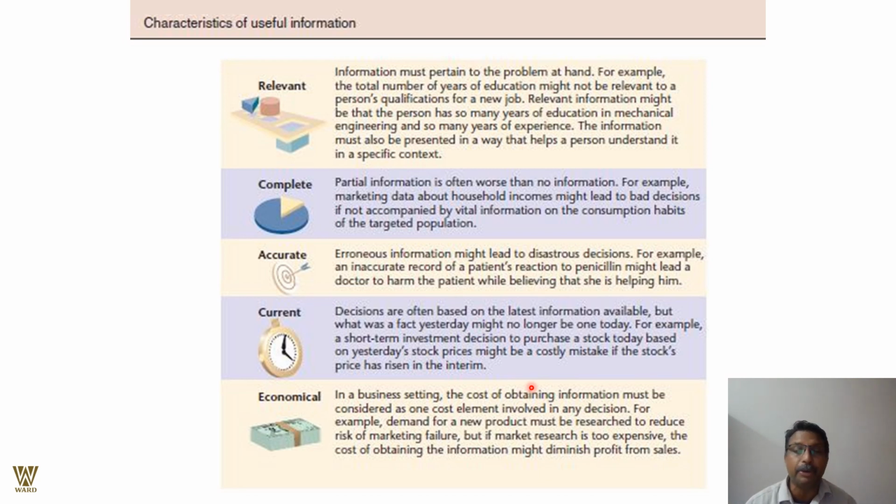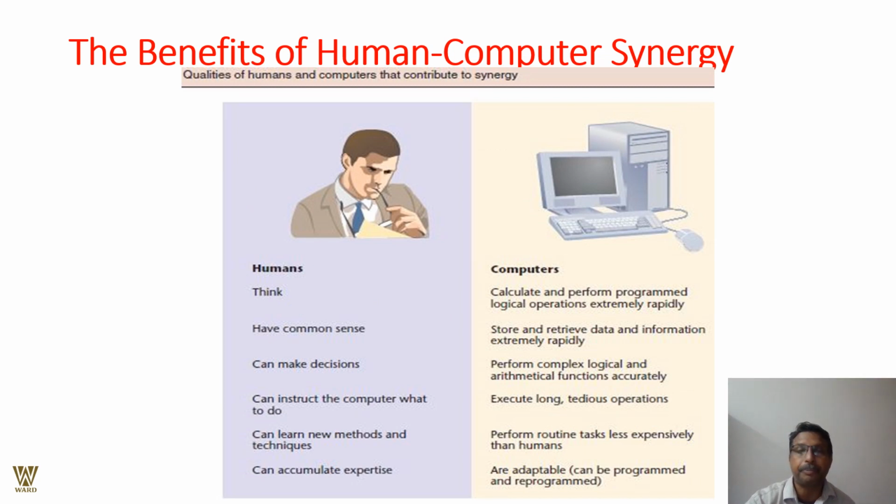So it has to be relevant, current, complete, accurate, and economical. In a business setting, the cost of obtaining information must be considered as one of the most important cost elements in any decision. For example, demand for a new product must be researched to reduce the risk of marketing failure. But if market research is too expensive, the cost of obtaining the information might diminish the profit elsewhere thereby.